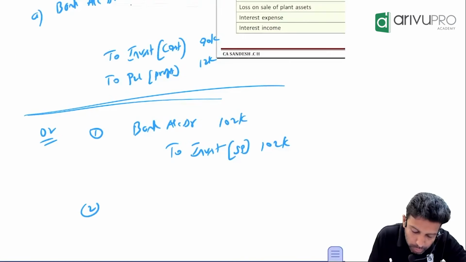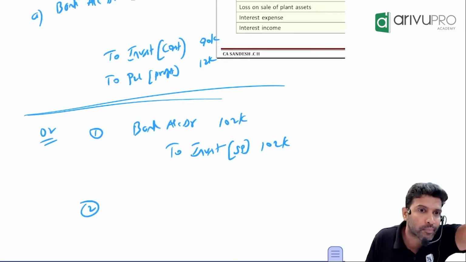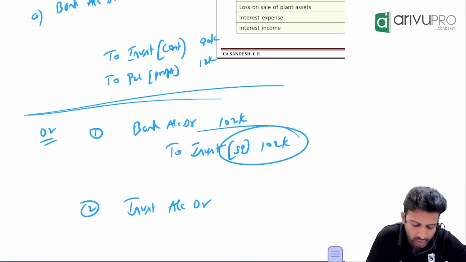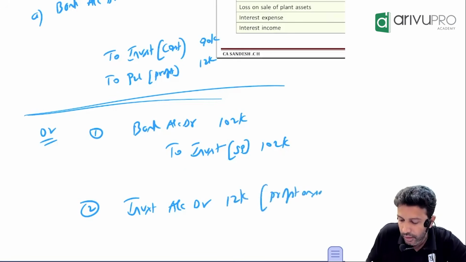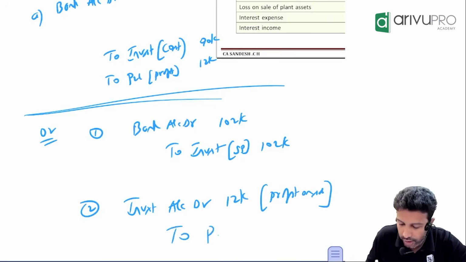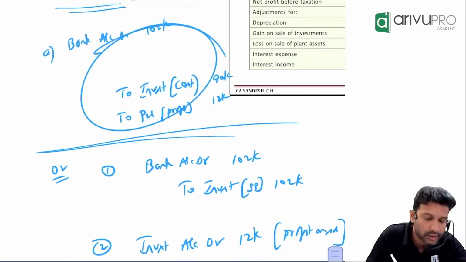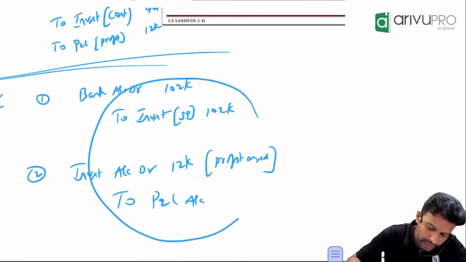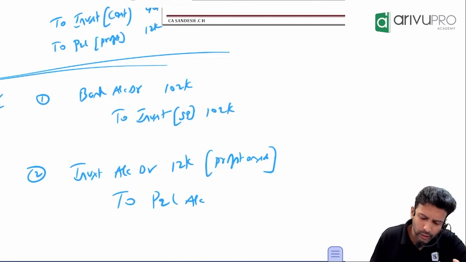Then they will pass one more entry. Here investment you have credited more. So what they will do is investment account debit. How much more they have credited by? 12,000. What is that 12,000? Profit on sale. And then they will say to P&L account. They pass these two entries. Now this is also right. But ICAI's study material and suggested answers will have this treatment. Got it? If you sum it up, you will get the same entry.